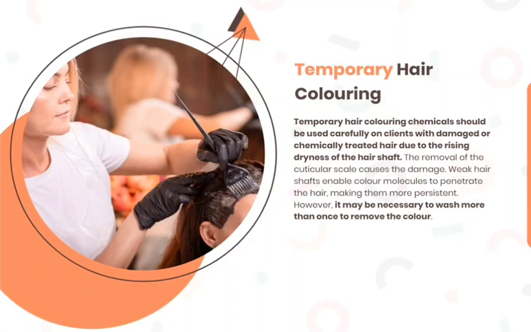Temporary hair coloring chemicals should be used carefully on clients with damaged or chemically treated hair due to the rising dryness of the hair shaft. The removal of the cuticular scale causes the damage. Weak hair shafts enable color molecules to penetrate the hair, making them more persistent. However, it may be necessary to wash more than once to remove the color.